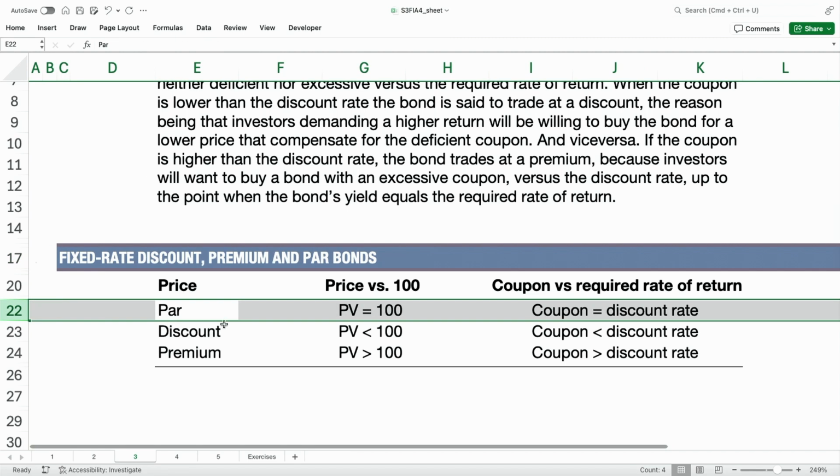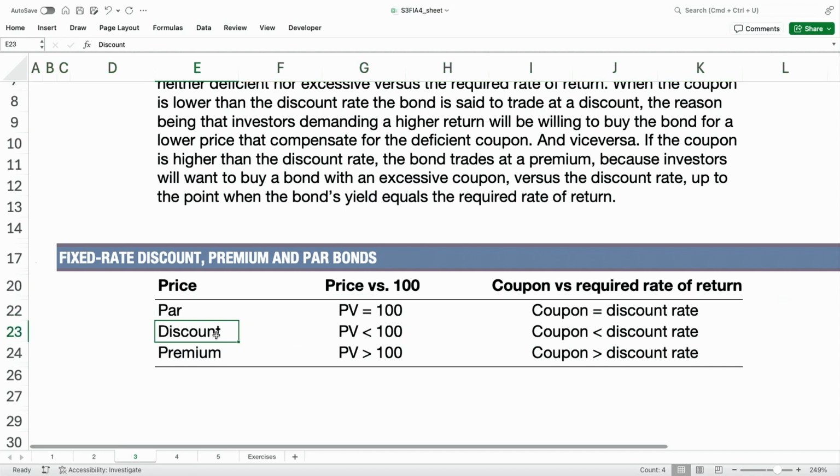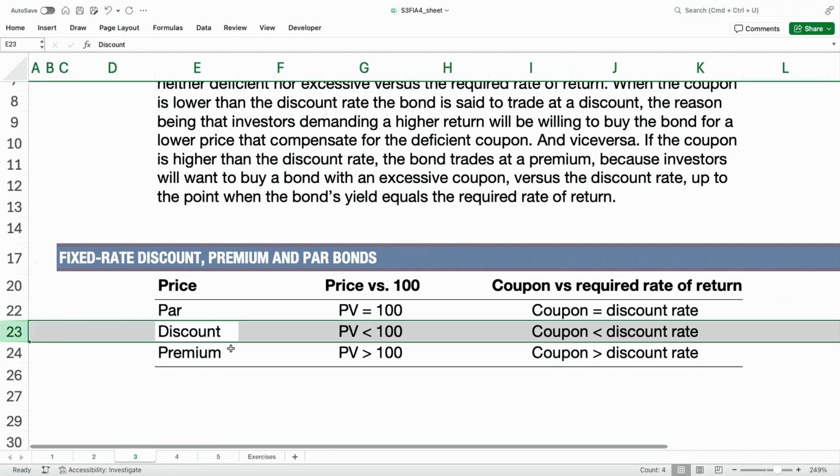This happens when the discount rate, which is a required rate of return, is equal to the coupon rate. The coupons are neither deficient nor excessive versus the required rate of return. When the coupon is lower than the discount rate, the bond is said to trade at a discount. The reason being that investors demanding a higher return will be willing to buy the bond for a lower price that compensates for the deficient coupon, and vice versa.